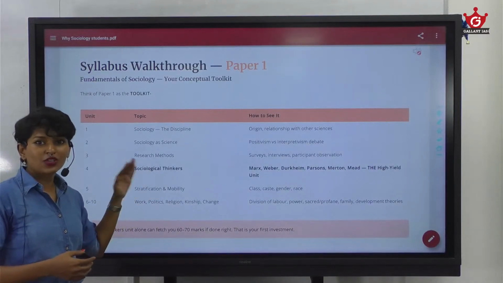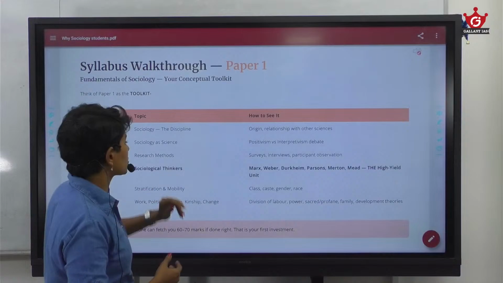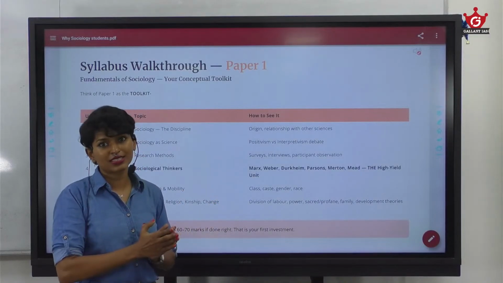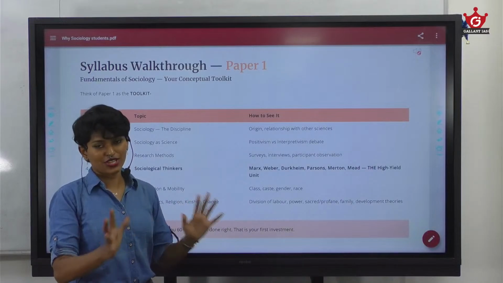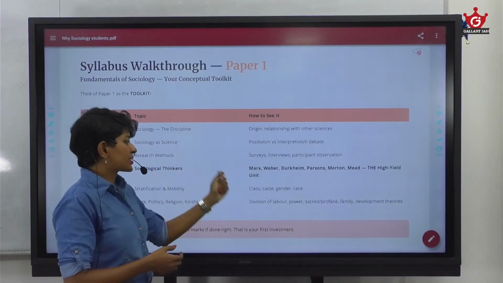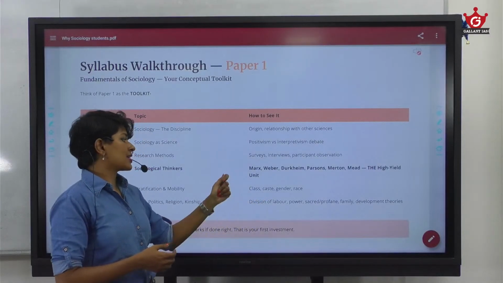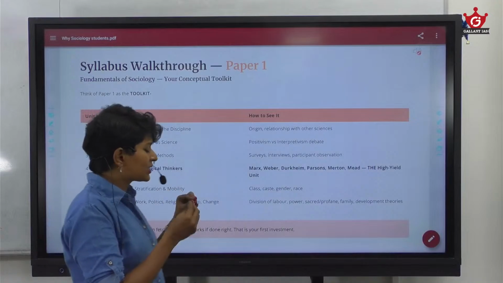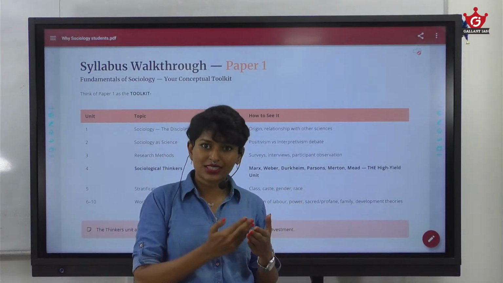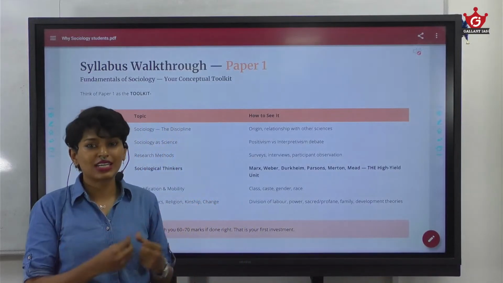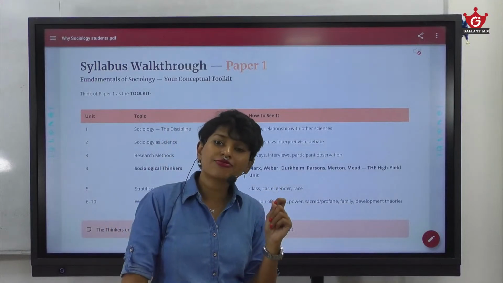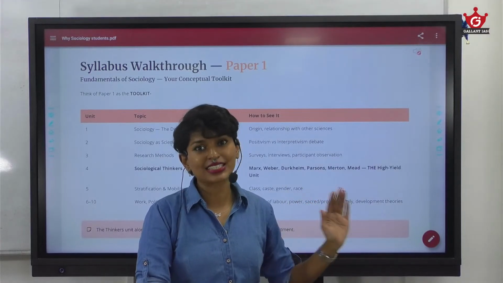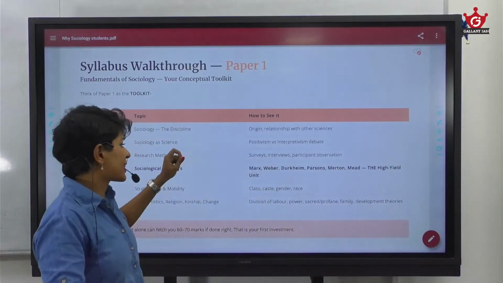Then moving to the most important module, the fourth module, which is about sociological thinkers. This is where you would learn the foundation of this optional, that is the thinkers. These are the pillars on which you have to build everything. You would be studying the most prominent sociologists here, like Weber, Marx, Durkheim, Parsons, Merton. If you can learn and understand this module, it can fetch you around 60 to 70 marks. That is a great investment, learning this module in depth.